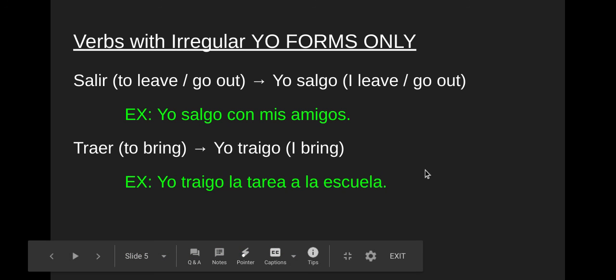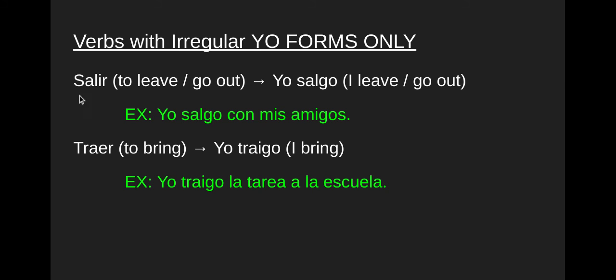Okay, 2 more, and these are new verbs to you. They were not in the vocab last week, I don't think. Salir is to leave or to go out. So it's an IR verb, so it has regular IR endings. Sales, sale, salimos, salís, salen, except for the yo form. Yo salgo is I leave or I go out.